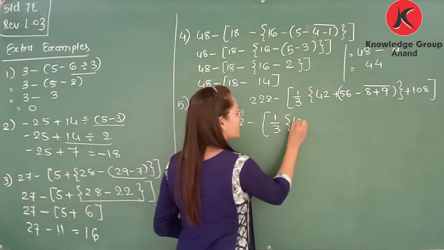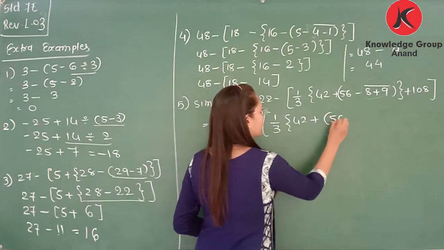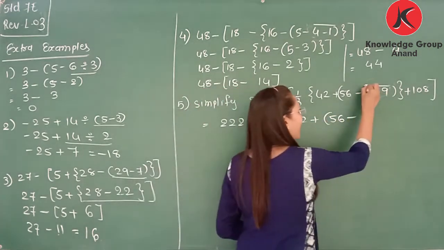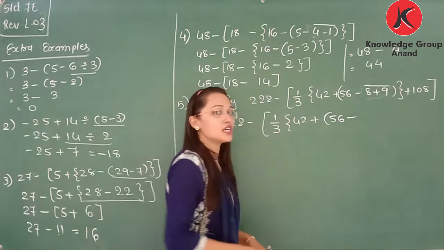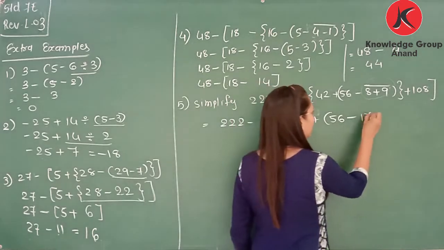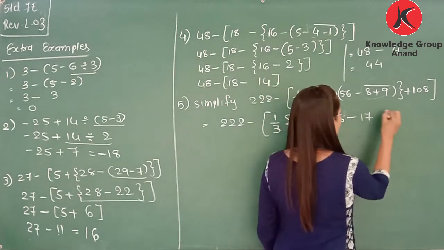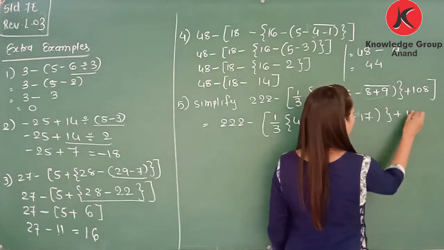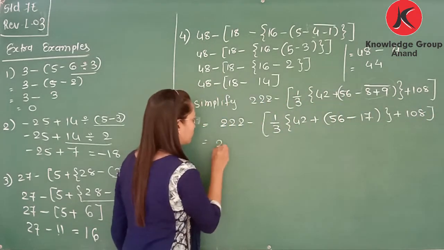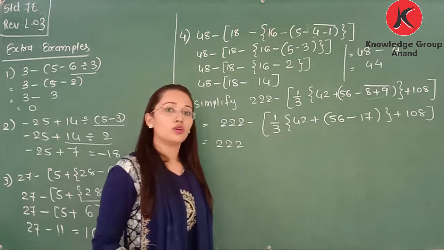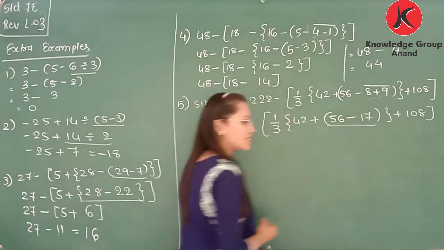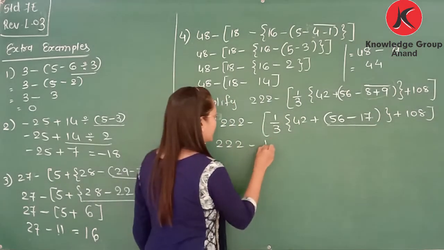So first 1 by 3, remaining numbers are as they are. 8 plus 9. So here the bar is on 8 plus 9, not minus 8 plus 9. So first of all, we perform 8 plus 9, that is 17. Plus 108. Okay. Now, then the smaller bracket we need to simplify first. So here this bracket is inside the bracket. So we simplify that one first.